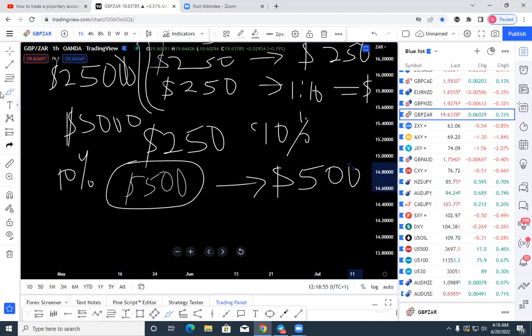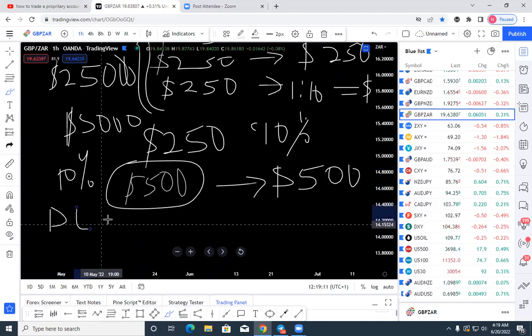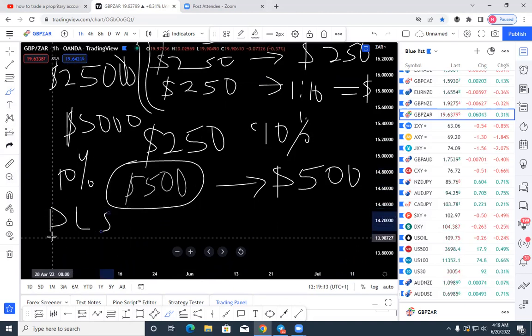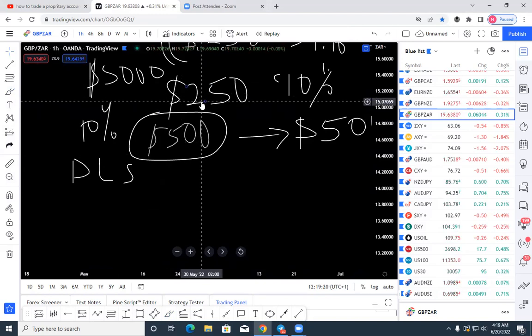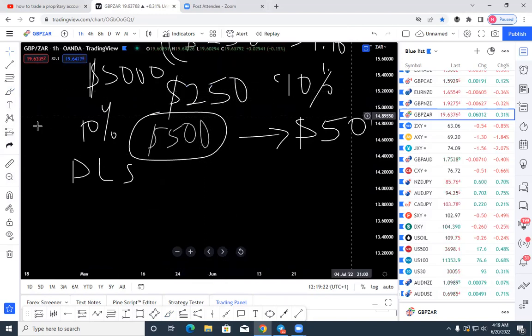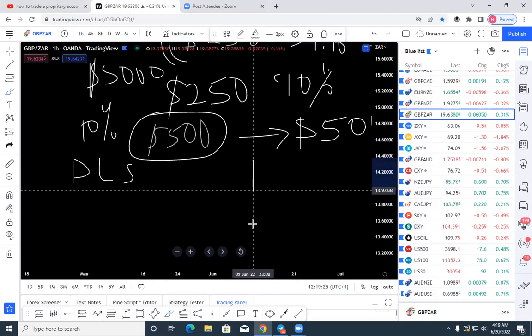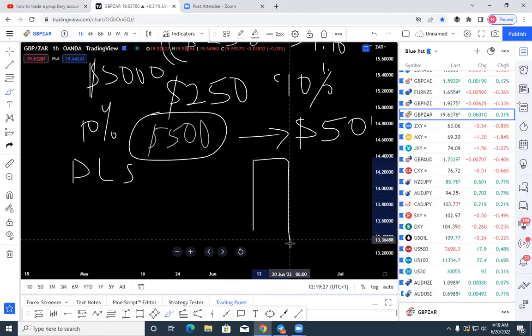So if you do like this, one thing that is guaranteed for you is that you are not going to ever be caught in the daily loss limit. Daily loss limit will never affect you if you trade this way. That is number one. Because now that I said per trade, you should not risk more than 250, some people will now go and take 5 trades in a row.